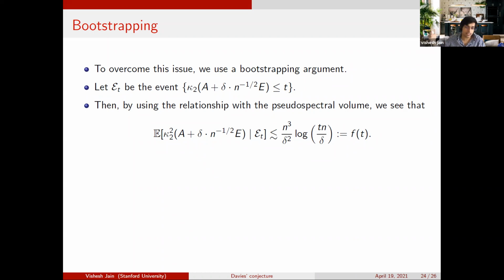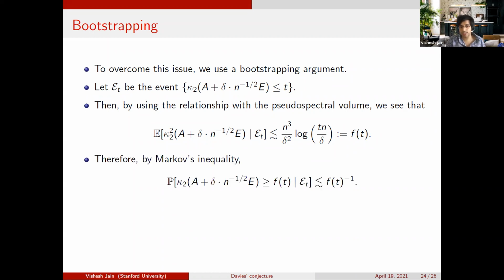So you go from t to log t, and now you can use Markov's inequality. Conditioned on the event that kappa 2 is less than or equal to t, what's the probability that kappa 2 is bigger than or equal to log t? Just by using Markov's inequality or Chebyshev's inequality, you see that this must be like 1 over log t. Okay, so this is great.